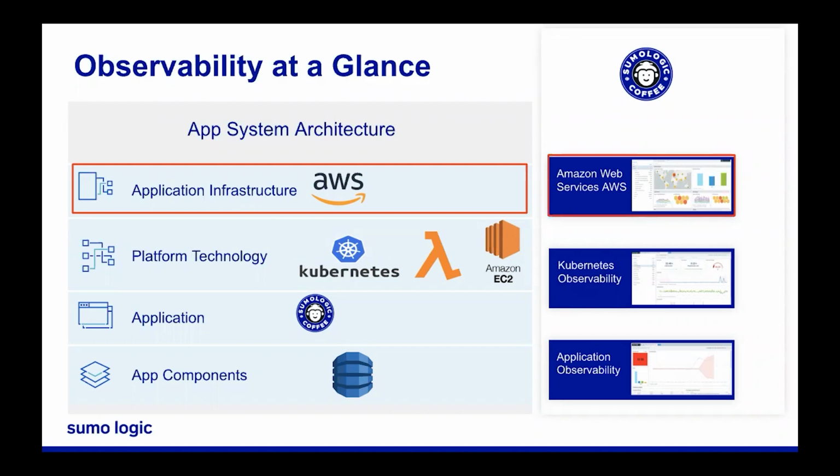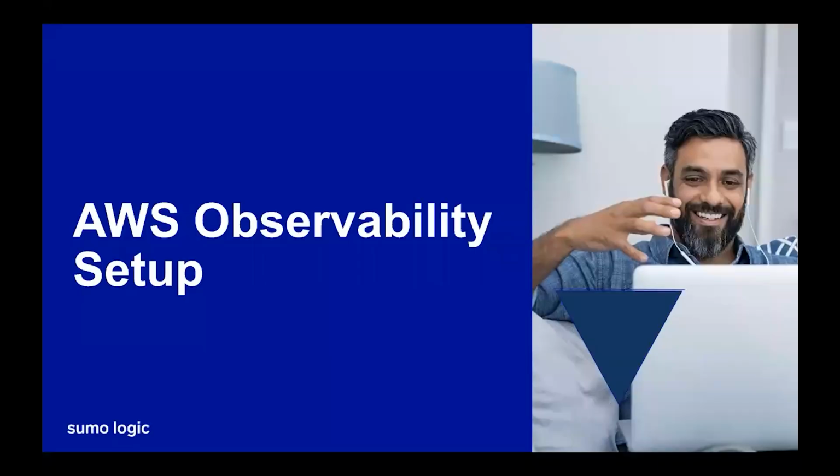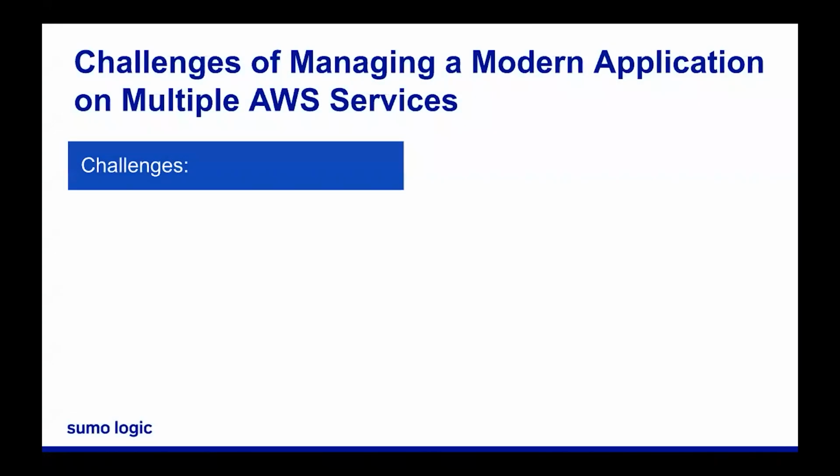Obviously, our focus here is to try to set it up so that you can see it. So let's talk about AWS observability challenges and our solution and how it fits, right?